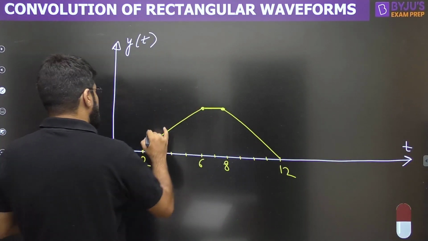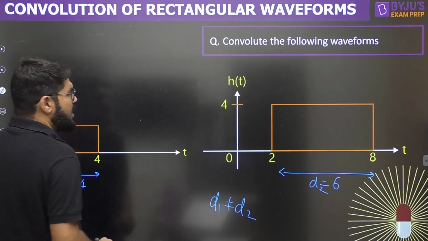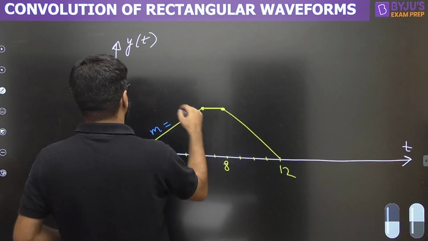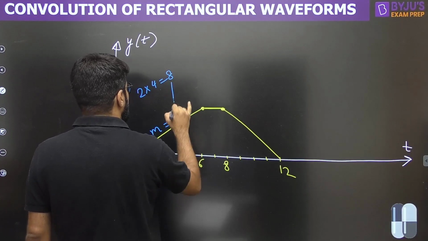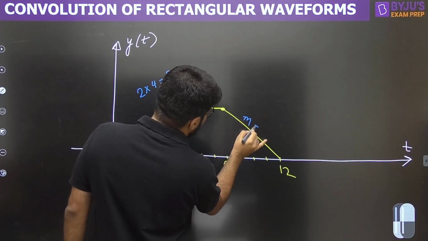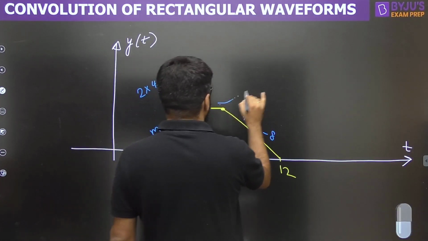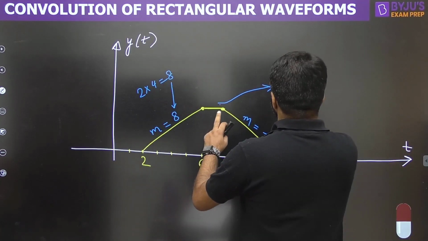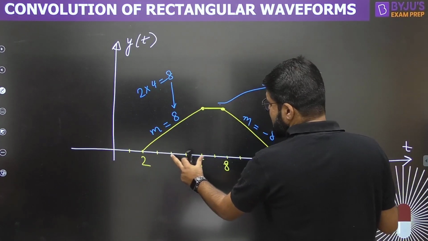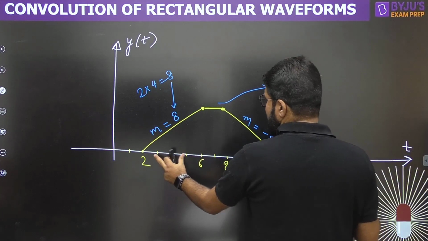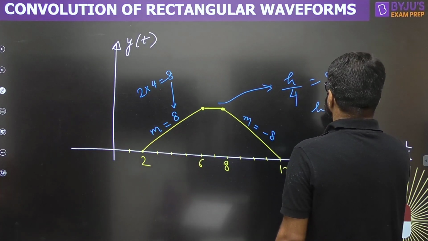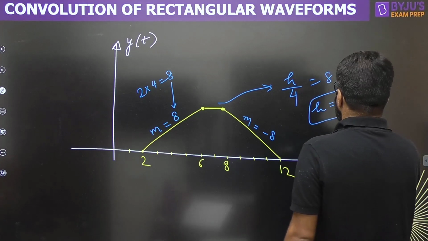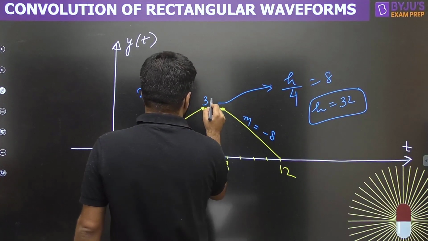Right, what are the slopes, sir? So this slope is equal to how much? Product of the amplitudes 2 and 4. 2 multiplied by 4 is 8. So this slope is equal to 8, and this slope will be minus 8. How much is this height? Height divided by base of this section. Base is how much? 4. That is equal to 8, and hence the height is equal to 32.